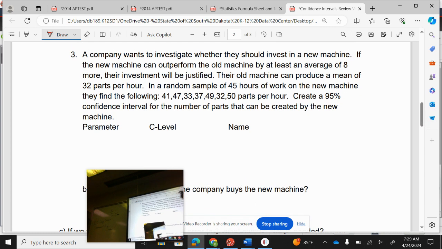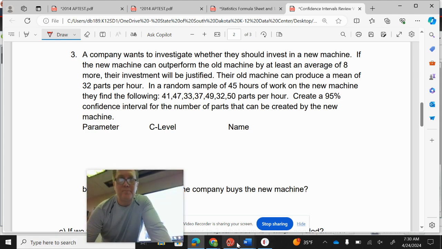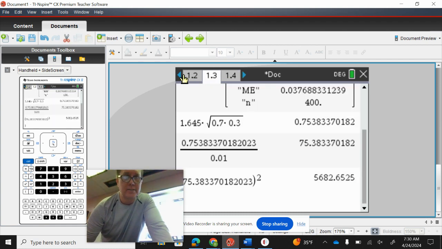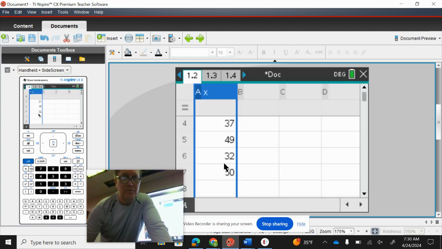Okay, so now we're getting into means. So this will be the X bar one if you're going on the sheet. A company wants to investigate whether they should invest in a new machine if the new machine can outperform the old machine by at least an average of 8 more. Their investment will be justified. Their old machine can produce a mean of 32 parts per hour. In a random sample of 45 hours of work, the new machine had these numbers. So I've already put these into the calculator. We would put them in to a list and spreadsheet, and I called it X. Hopefully I got the right ones in. I think I do.